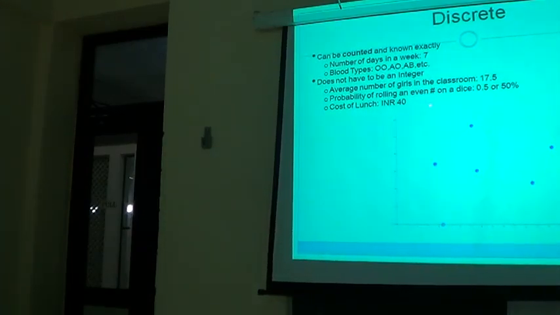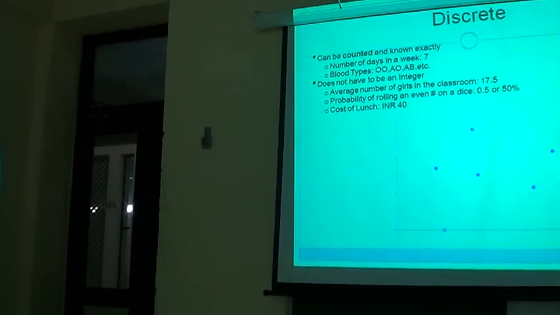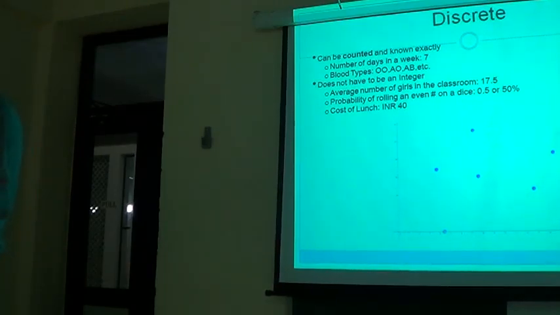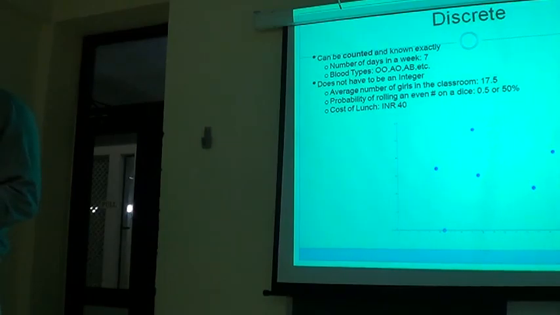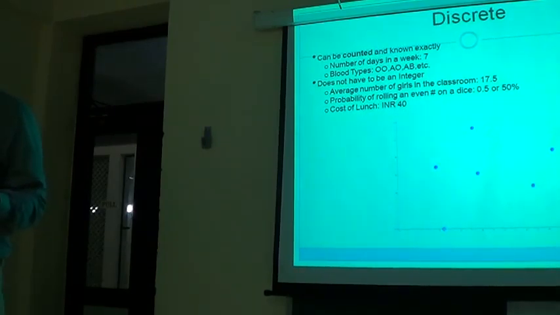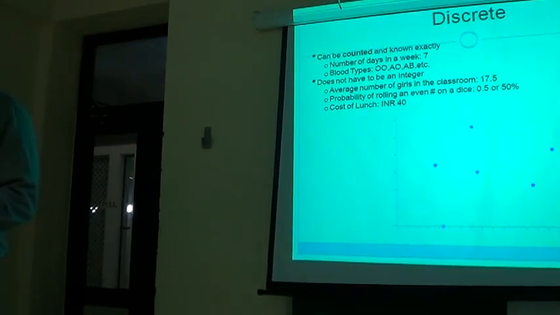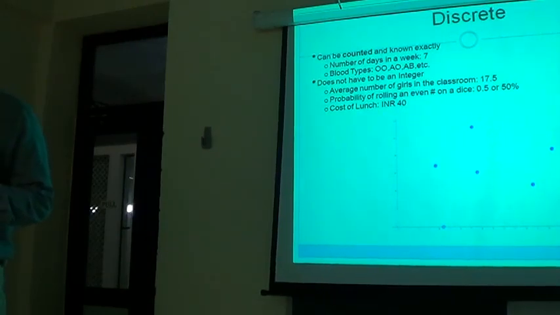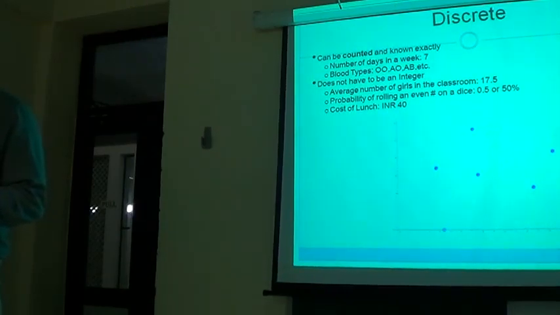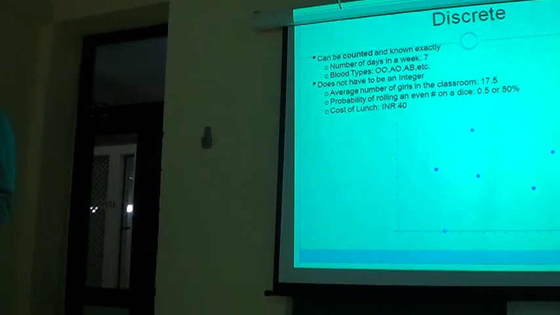Probability of rolling an even number on a dice: 1, 2, 3, 4, 5, 6, out of which even will be 3 and odd will be 3. So in a common way, you can say 50% chance for getting an even side on a dice, and 50% chance to get an odd side. This 50% chance that we normally use in everyday life, in probability, is nothing but 0.5, because probability is always expressed between 0 and 1. So always in fractions.